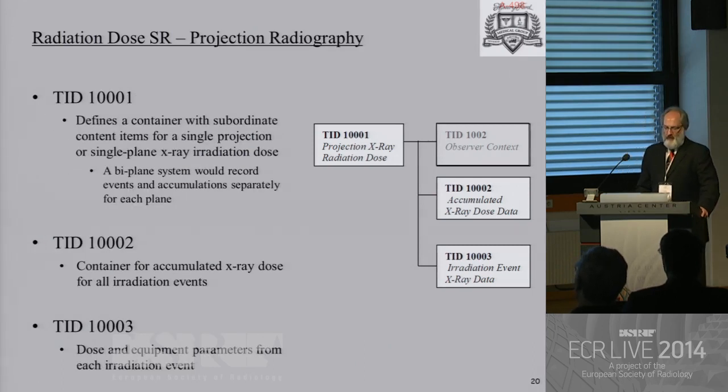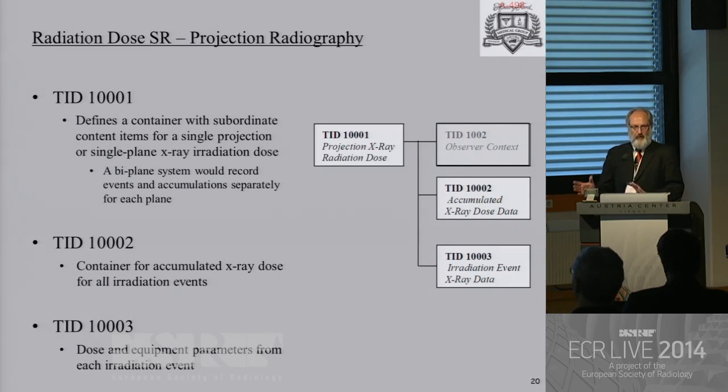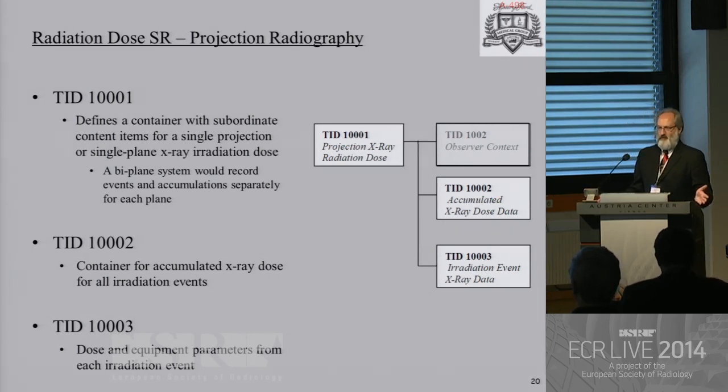So just to go over what these are, 10001 actually is for projection radiography, and it was set up for an interventional system originally, such that if you had a biplane, you'd get 2 of these every time each biplane was irradiated. It would record all the irradiation data for every time the pedal was pressed, and then it would add them up and put them in the accumulated over time. So when you're done, you would have each individual irradiation event, all the information, and just one place to look for the total.